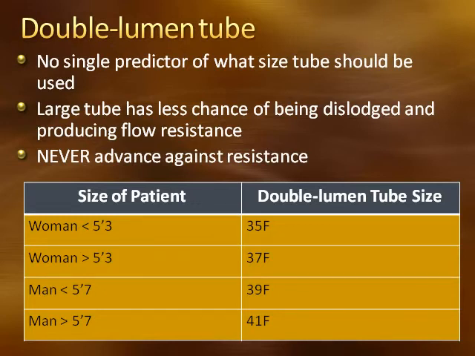A woman shorter than 160 centimeters should be intubated with a 35 French tube. A woman taller than 160 centimeters should be intubated with a 37 French. A man shorter than 170 centimeters should be intubated with a 39 French. And a man taller than 170 centimeters should be intubated with a 41 French tube.